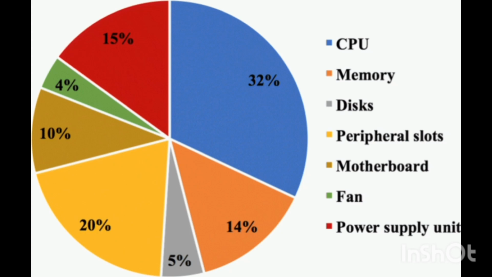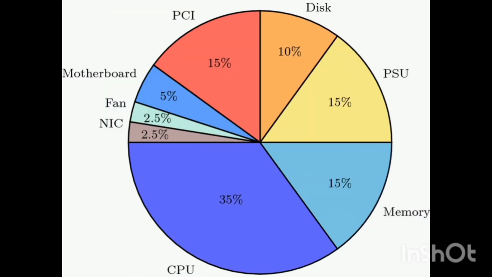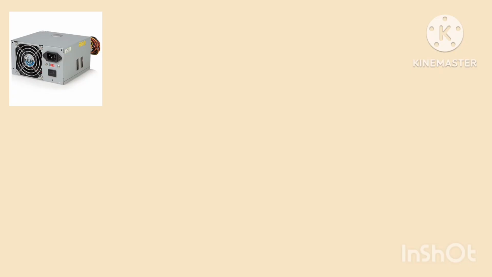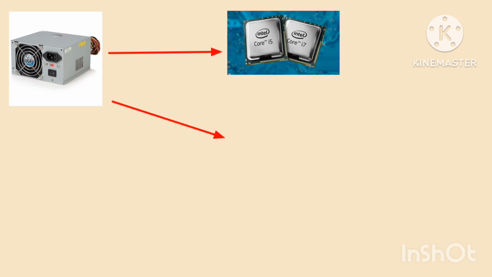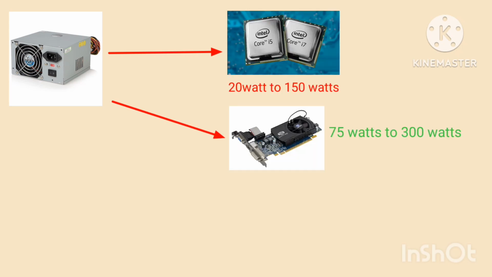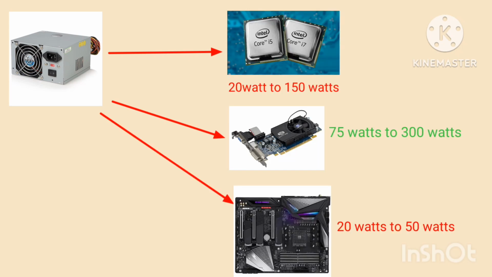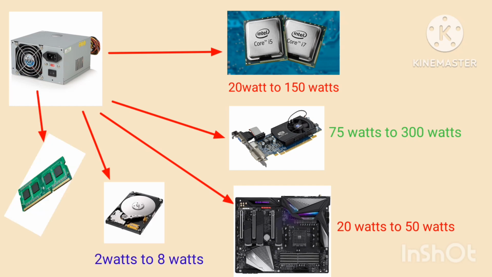RAM. RAM modules typically consume very little power, with most modules consuming less than 5 W. Hard drive, SSD. The power consumption of hard drives and SSDs varies depending on the model and workload, but generally ranges from 2 W to 8 W. Motherboard. The power consumption of a motherboard depends on the components installed and the workload being performed, but generally ranges from 20 W to 50 W.